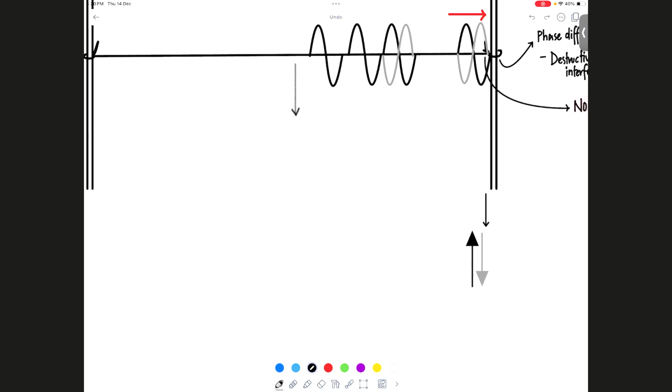So at this particular location, at the edge, what are the two waves to each other? Completely out of phase. So what would the resultant be? 0, right? Okay, fine.